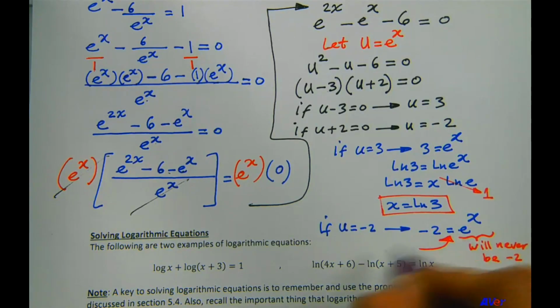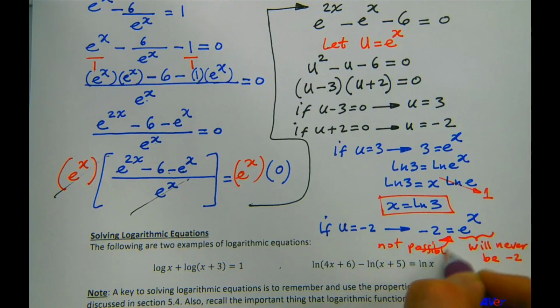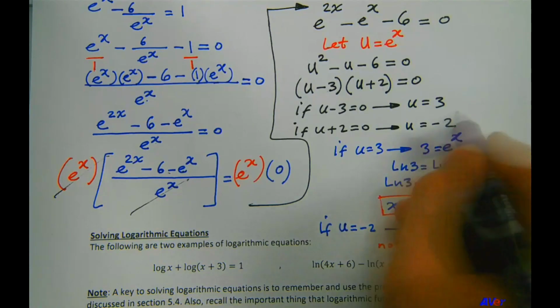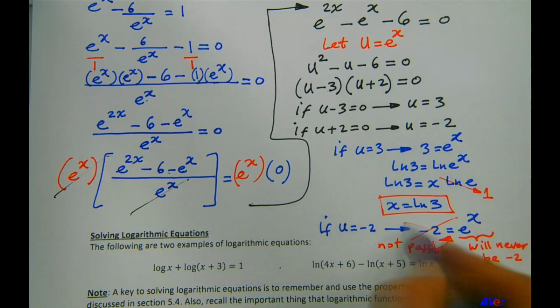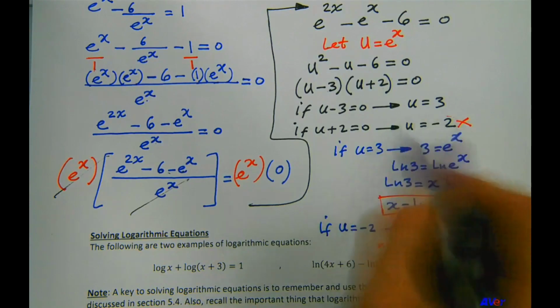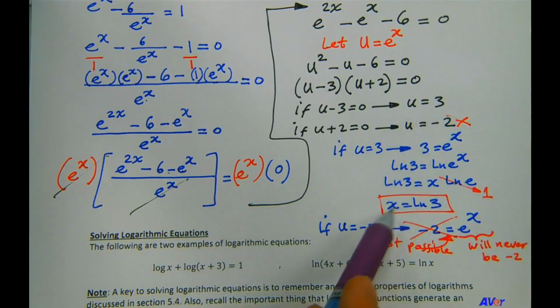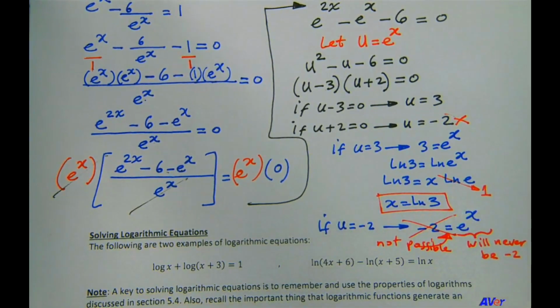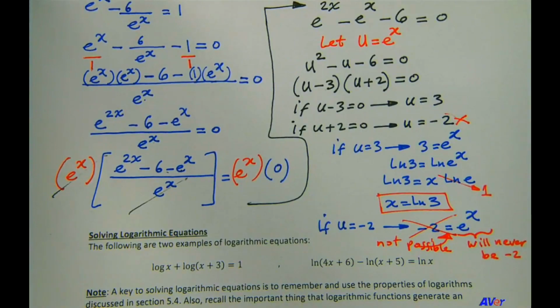So that is not possible. That one, then, we toss out. So minus 2 is out. Toss that one out. The only solution for x is x equals natural log of 3. That's it. Okay? All right.